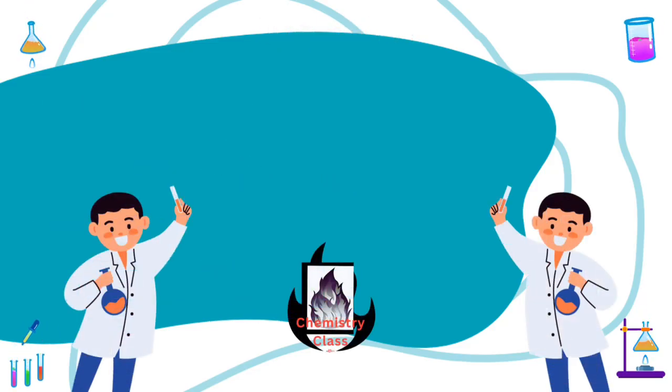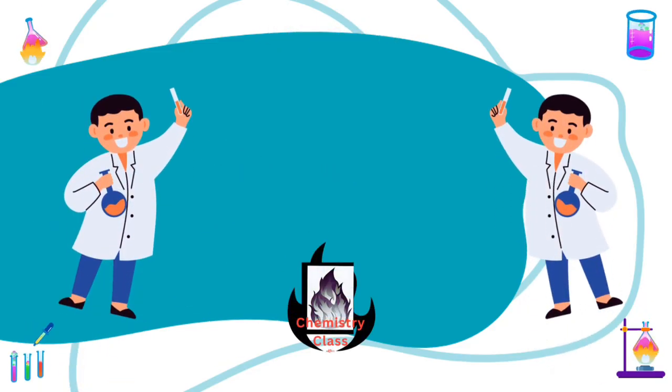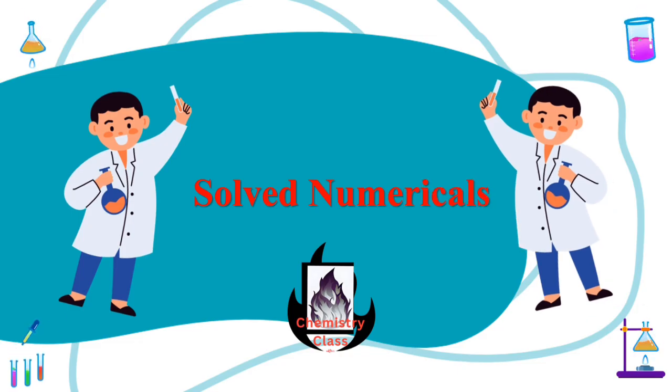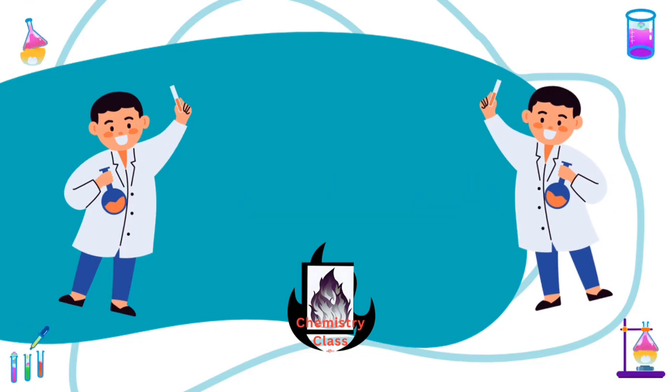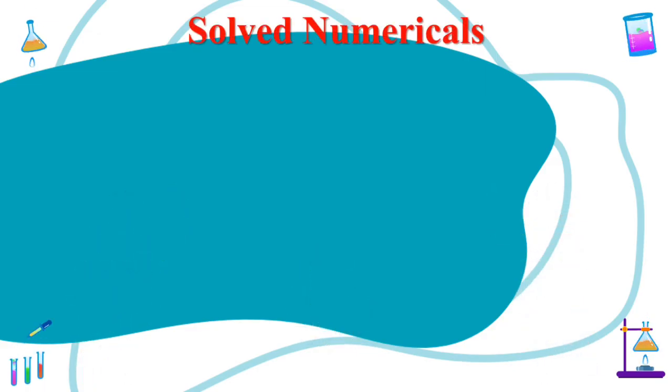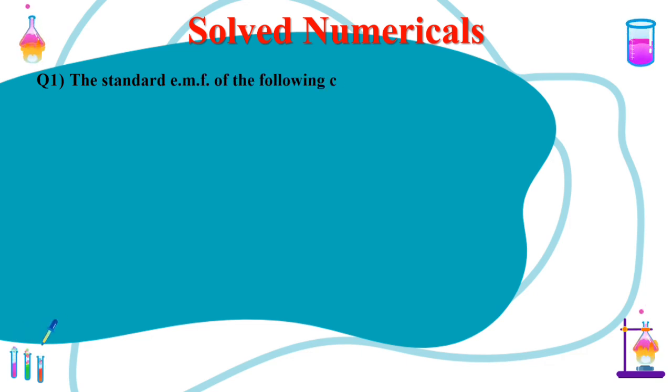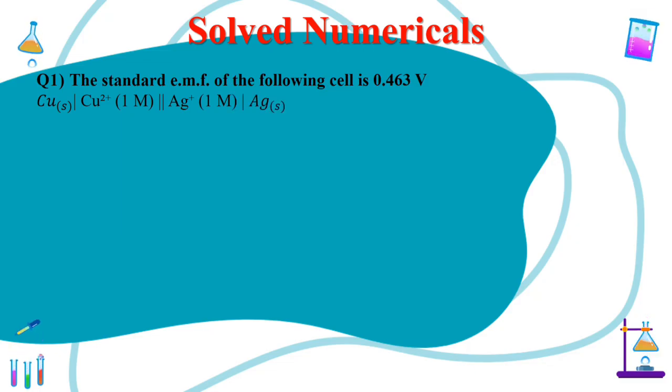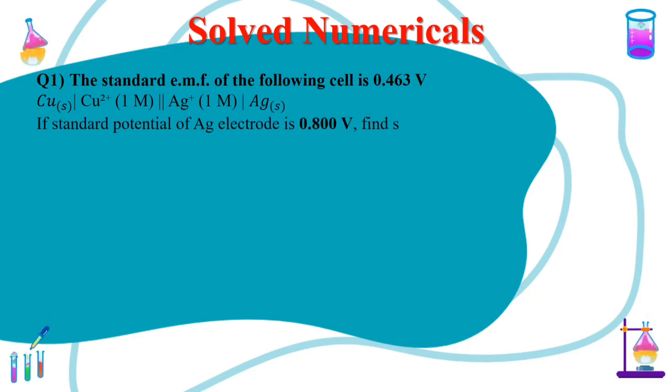Now, we shall proceed to the step-by-step solutions of numericals from this chapter. The first numerical is on standard EMF of the cell. The EMF of the given cell and standard potential of silver electrode are given. We have to find the potential of copper electrode. Read the numerical carefully and write down the given from the numerical.